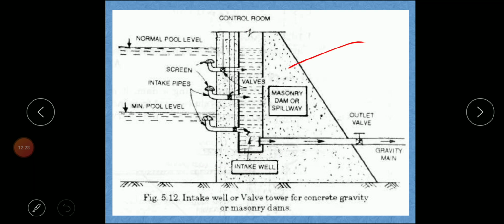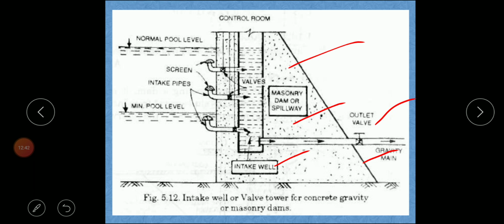It is a retaining wall especially. These are constructed with the help of a masonry dam. One spillway is provided on the intake well. It is an outlet valve to control the flow of water. This water flows through gravity. That is called a gravity conduit or gravity main.